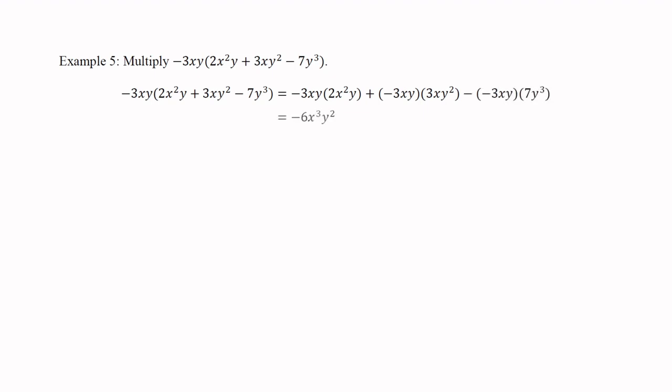Let's multiply negative 3xy times the quantity 2x squared y plus 3x squared, or 3xy squared minus 7y to the third. So we'll distribute the negative 3xy to each of the three terms, and then we will multiply them out, giving us our final answer of negative 6x cubed y squared minus 9x squared y cubed plus 21xy to the fourth.